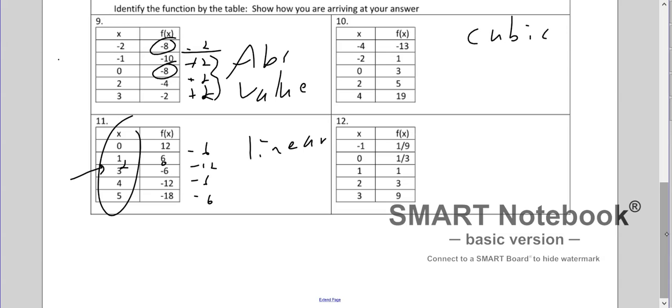Okay, now this one, 1/9 to 1/3. We're actually multiplying by 3. And then times 3 here, and 1 times 3 is 3, and 3 times 3 is 9. So this is exponential.